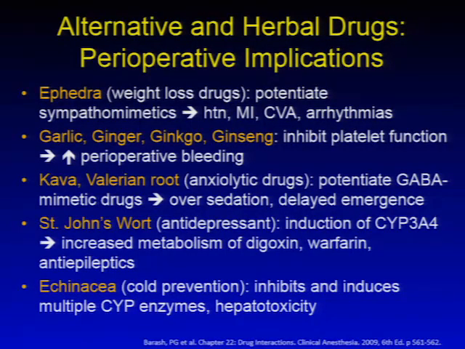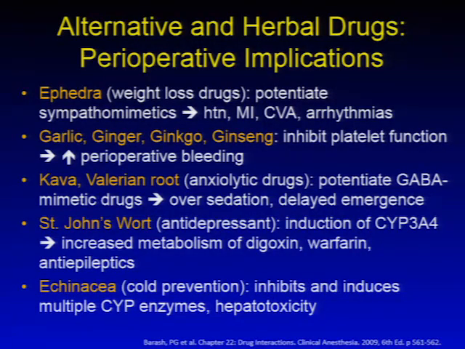The drugs garlic, ginger, ginkgo, and ginseng can all inhibit platelet function and can lead to increases in perioperative bleeding, particularly when combined with other platelet inhibitors such as Toradol. Kava or valerian root, which are over-the-counter anxiolytic drugs, can potentiate many of our GABA mimetic drugs and lead to possible oversedation or delayed emergence from anesthesia.